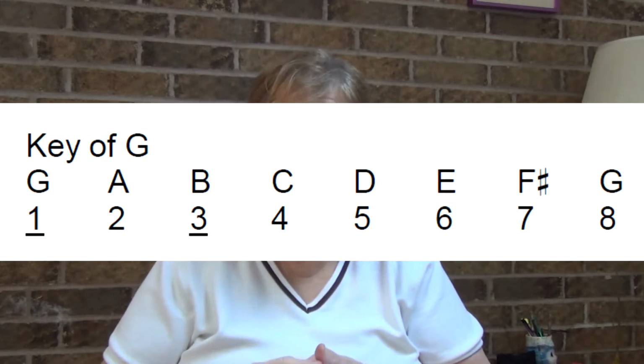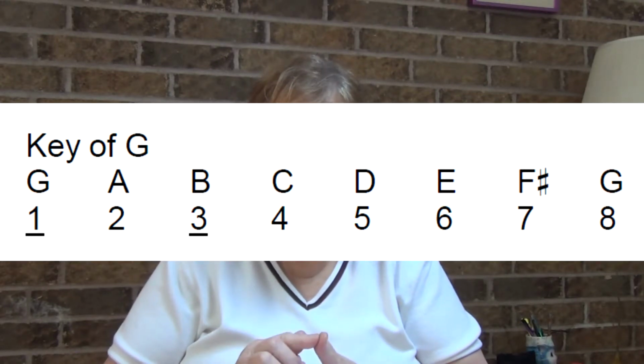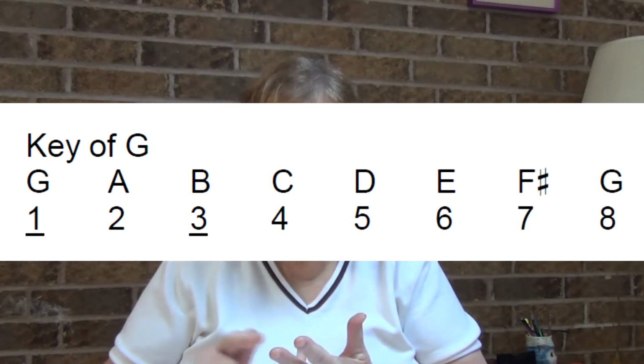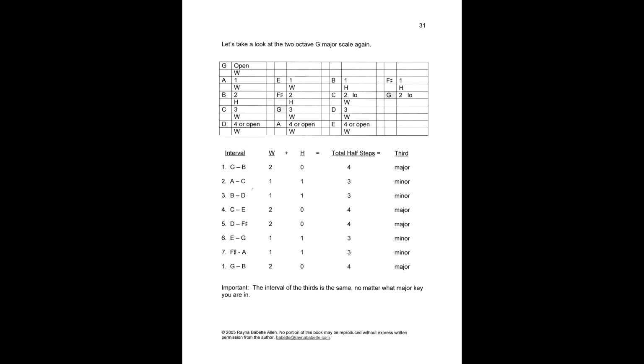Let's take a look at those 3 half steps. It's A to B flat, B flat to B, and B to C. And there are both major thirds and minor thirds in a major scale. So now let's take a look at that. Okay, now we're looking at a table of the 2-octave G major scale, and it's showing the notes, the finger positions, and the whole steps and half steps.